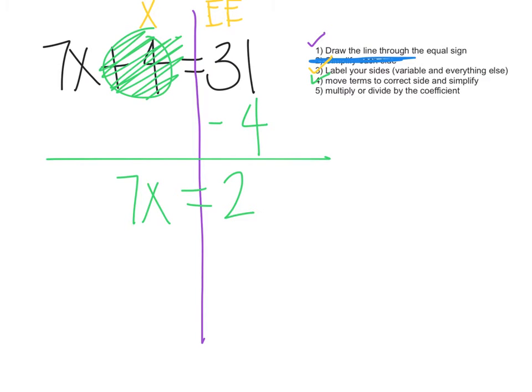If I look at my sides, I should have everything with an x on the left side and everything without an x on the right side. And at this point, I have done that. Oops, I didn't write my 7 there.